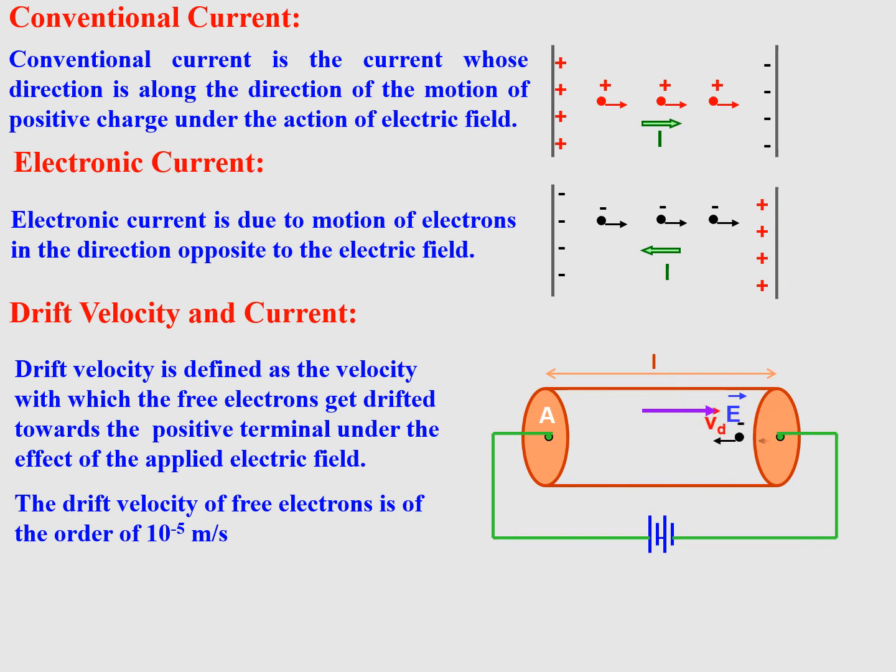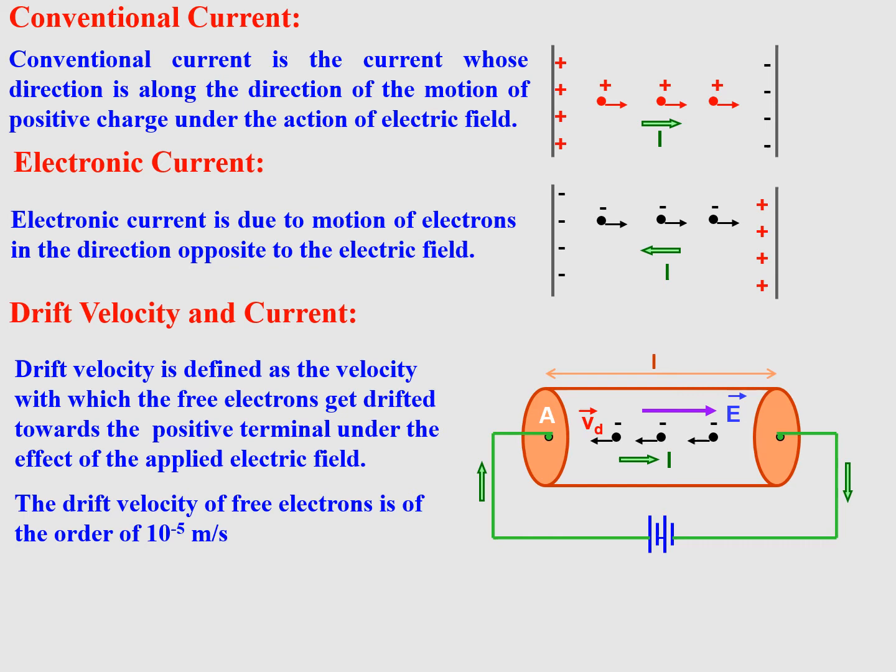Because in a conductor electrons move in random directions, there is no net flow of charges in any particular direction. Hence, we do not get any current due to this random motion of electrons within a conductor. But when we apply an electric field, electrons get drifted towards the positive terminal.